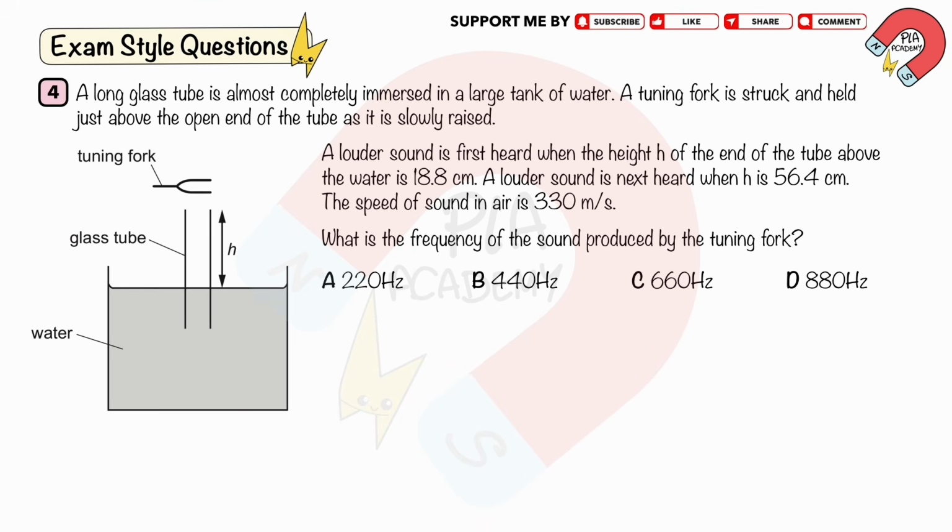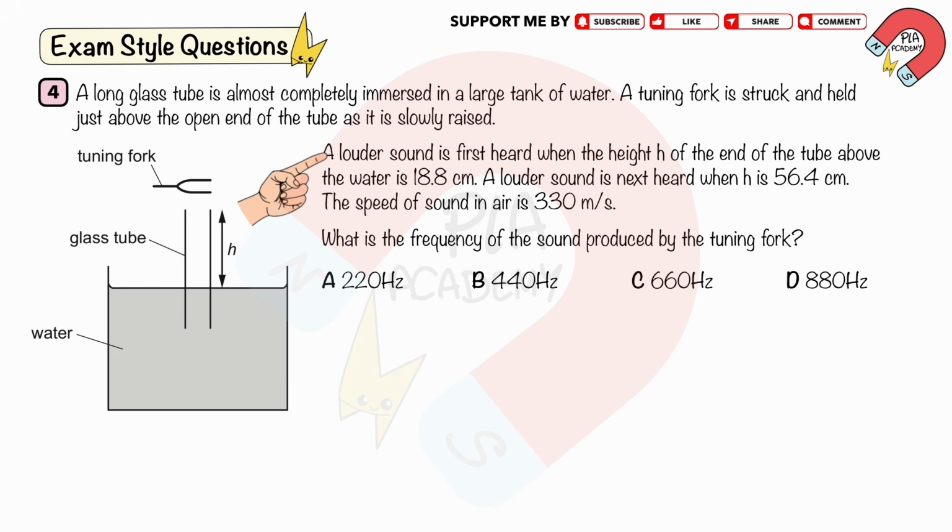Exam style question 4. A long glass tube is almost completely immersed in a large tank of water. A tuning fork is struck and held just above the open end of the tube as it is slowly raised. A louder sound is first heard when the height h of the end of the tube above the water is 18.8 centimeters. A louder sound is next heard when h is 56.4 centimeters.